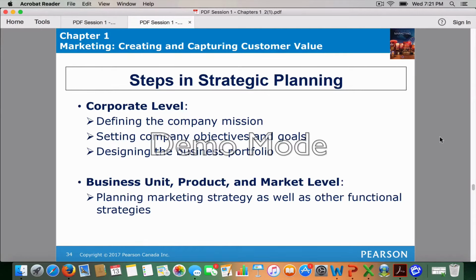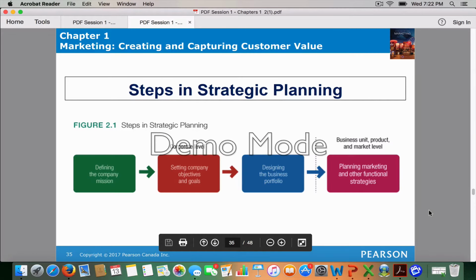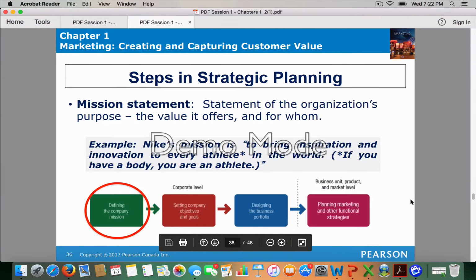specific and measurable company objectives and goals, and then also designing a business portfolio of unique products and services that, when they all fit together like puzzle pieces, will form an organization's overall activity, what they're going to be doing to help them achieve their objectives. This is just a visual representation of that. We're going to talk about each of the steps in the strategic planning process.